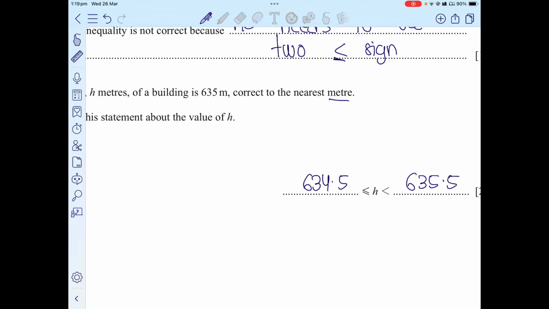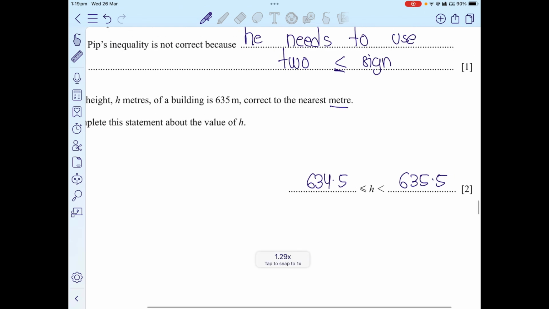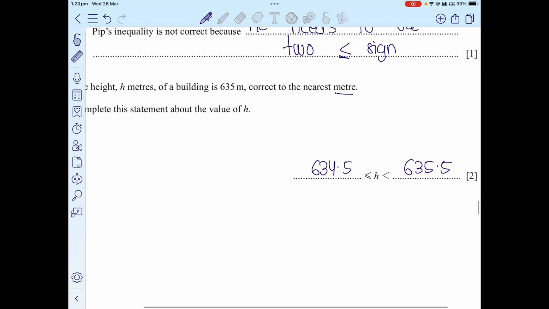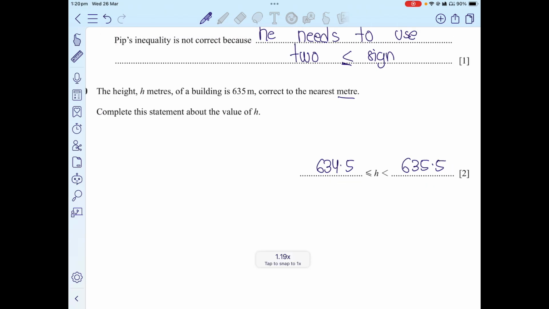And what this basically means is that if the h value is 634.5 or greater than that, it will be rounded to 635. Whereas if the h value is less than 635.5, not equal to, if it is less than 635.5, then also it will be rounded to 635. So when you say that the height is 635, it could be in this entire range.